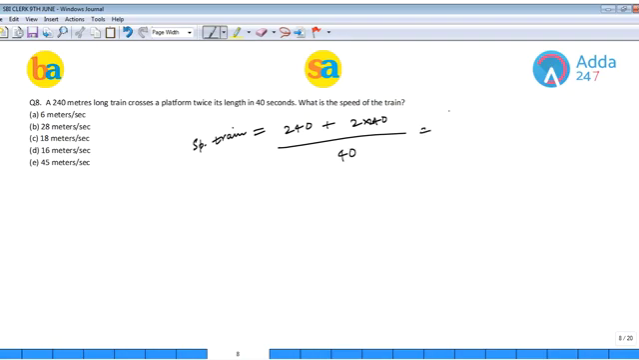So that will be equal to 720 upon 40 equal to 18 meter per second. So the correct option is C.